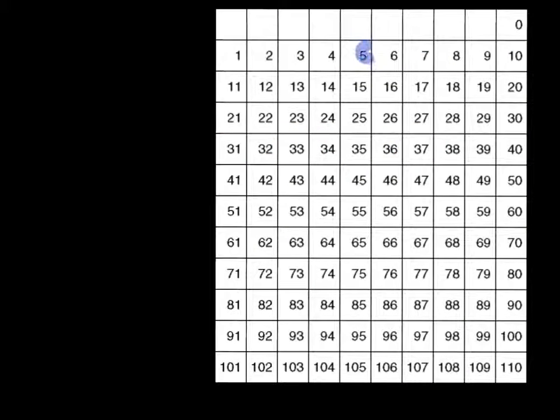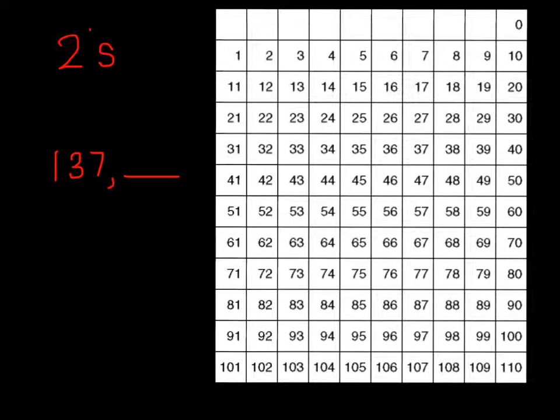Oftentimes in skip counting by fives, you'll notice patterns like we are familiar with, 5, 10, 15, 20, 25, 30, and so on. If you look at the last 2 digits of a number and you're trying to skip count, if you recognize that pattern, then it will help you identify that you're counting by fives.